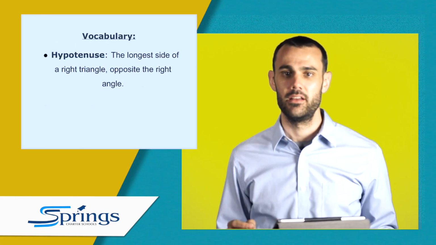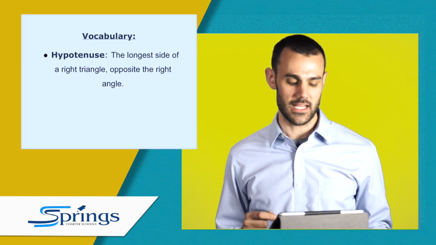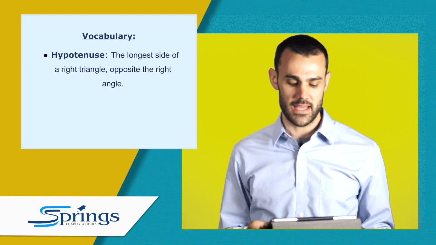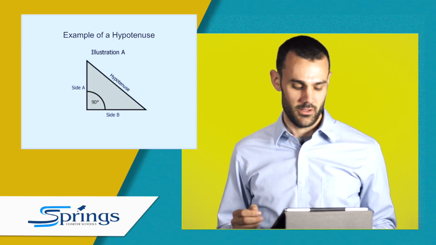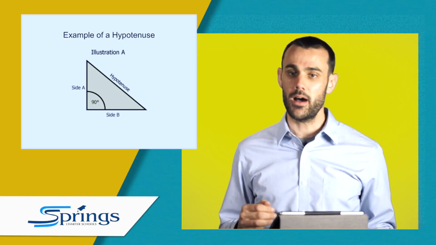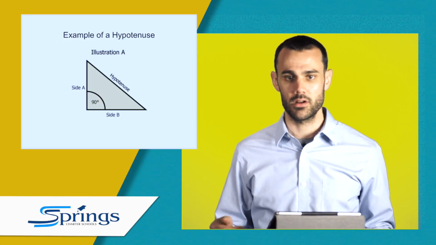So, vocabulary. One of the biggest words you get in this section is the hypotenuse, the longest side of the right triangle, which is opposite of the right angle. Let's take a look at what that actually is. Here's our example of the hypotenuse. We have side A and side B. It shows a 90-degree angle, and opposite the 90-degree angle, we have the longest side of the triangle, or in other words, the hypotenuse.